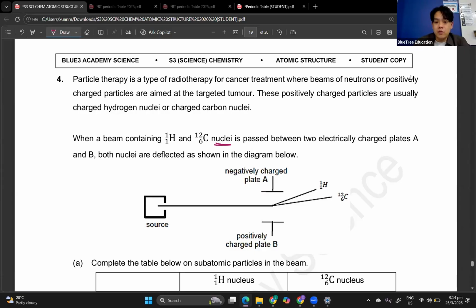What is a nucleus? You must know, nucleus basically means that it is without what? Without electrons. If we are talking about just the nucleus without the electrons, will it be positive or negative? It means that nucleus are always positive. This one here will be positive, this one here will also be positive, because there are no electrons to cancel out the charge, so the nucleus is positive.